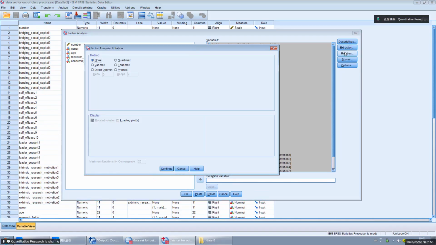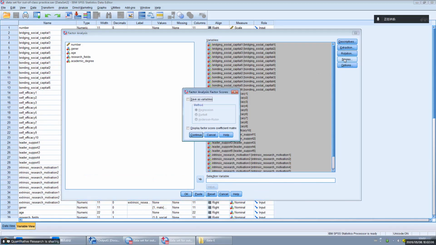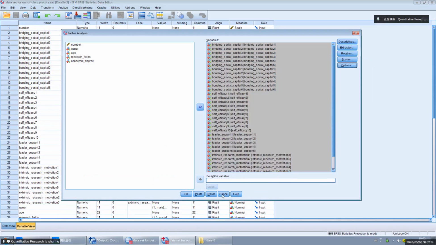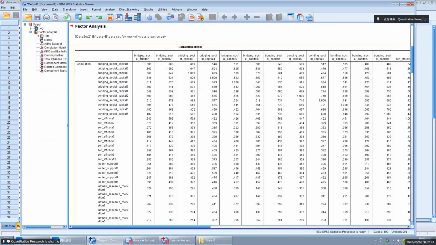The third one, we have to click Varimax. And this one no need to change. This part we have to click sort by size and separate. Then we can see the factor analysis here.